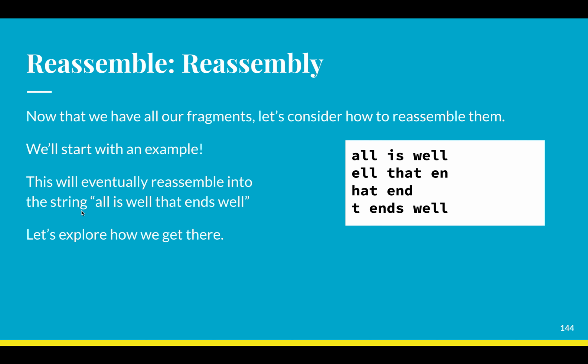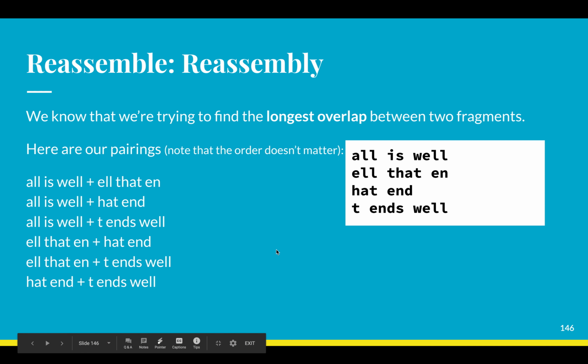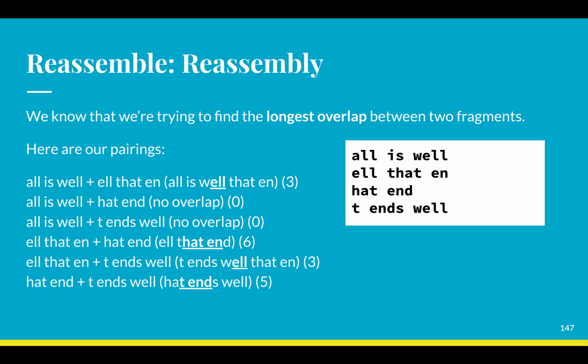Now let's think about reassembling. This will eventually reassemble into the string "all is well that ends well." But let's explore how to first get there. We need to find the longest overlap between 2 fragments. In this case, we've written each fragment on a different line. The different pairings that we have are printed here on the screen. The order of the pairings actually does not matter.